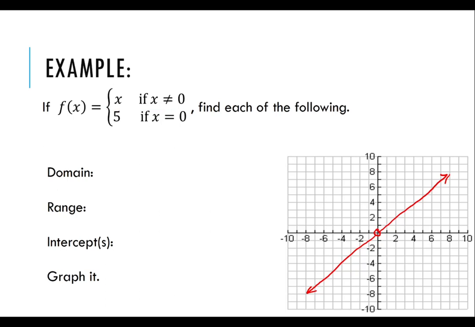But then we need to discuss what happens at 0. Well, at 0, we get the output 5, so we just plot that. (0, 5) goes right here. Solid dot right there.